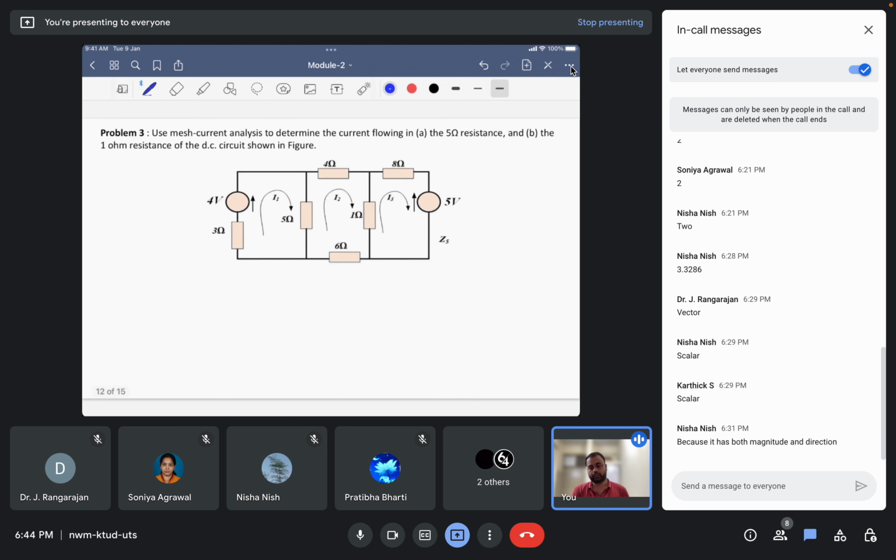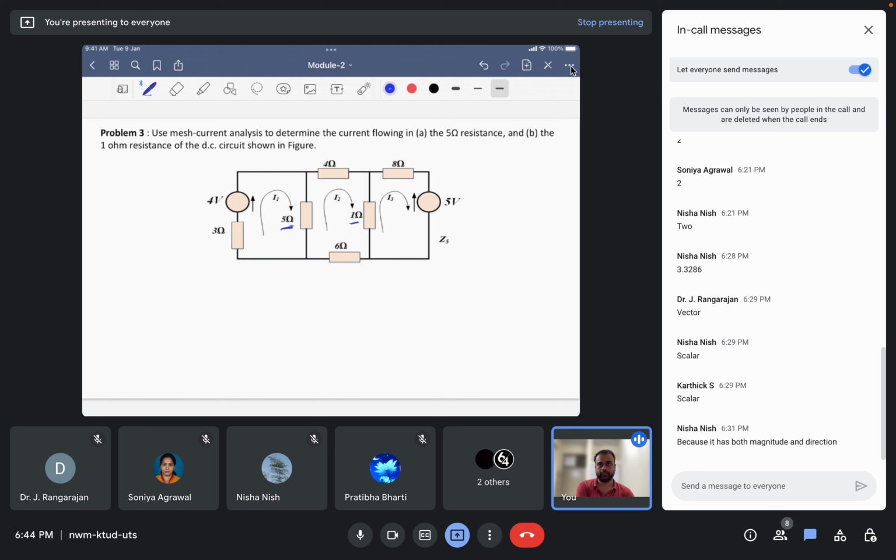Okay, so let us move again to problem number 3. We have limited time, and you have to cover most of the problems. The question is, use mesh current analysis to determine the current flowing through resistance 5 ohm and resistance 1 ohm. So these are the 5 ohm resistors and 1 ohm resistance. We have to find the current.